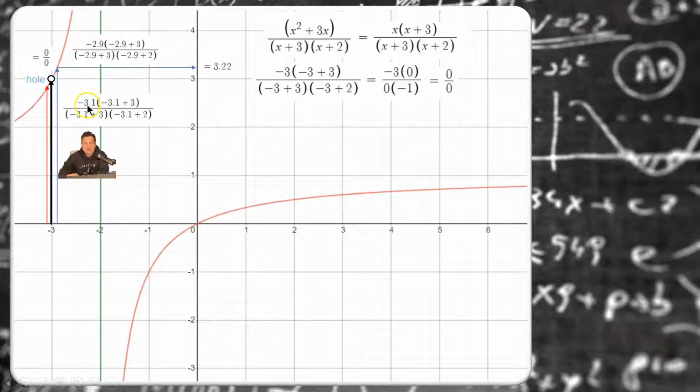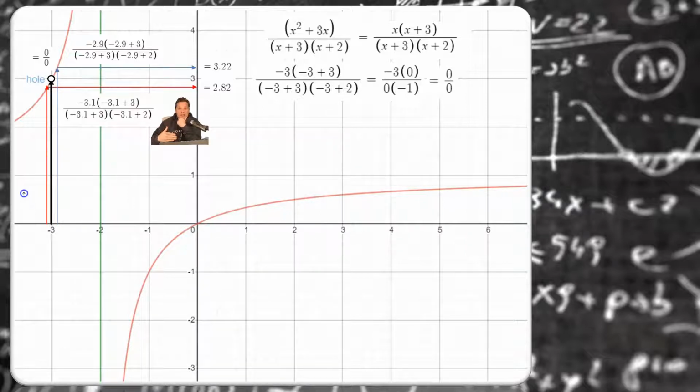So I'm replacing x with negative 3.1, and then I have negative 3.1 plus 3, and in the bottom negative 3.1 plus 3 also, and then negative 3.1 plus 2. So everywhere I see x, I replace it with negative 3.1. When I work this out, for example on my calculator, that's going to give me this value, 2.82. That's this value right there, 2.82. And you can indicate that by, for example, drawing an arrow.